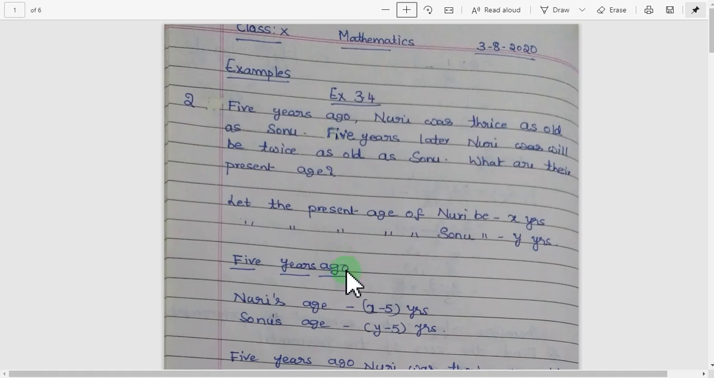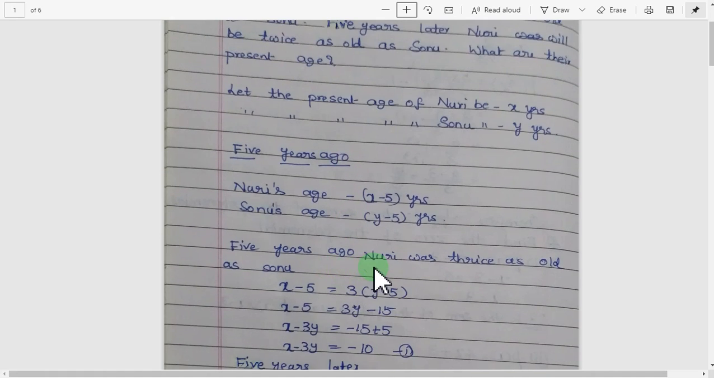So now we will take up this statement. 5 years ago Noori was thrice as old as Sonu. Noori's age is 3 times Sonu's age. So Noori's age, x minus 5, is equal to 3 times Sonu's age. If you multiply 3 to Sonu's age, you will get Noori's age. So x minus 5 is equal to 3 times (y minus 5).